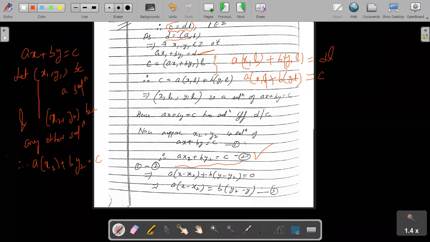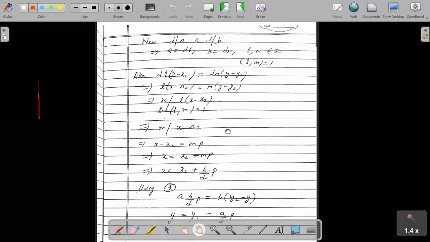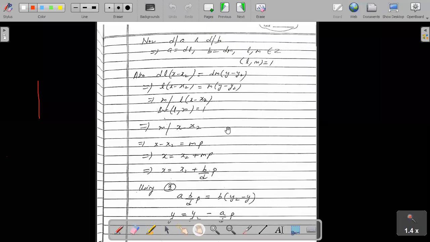So let us subtract the main equation from this equation. What you'll get is a into (x1 minus x2) plus b into (y1 minus y2) is equal to 0. Let us separate the terms, the a term on one side and the b term on the other side, right? So a into (x1 minus x2) is the same as minus b into (y1 minus y2).